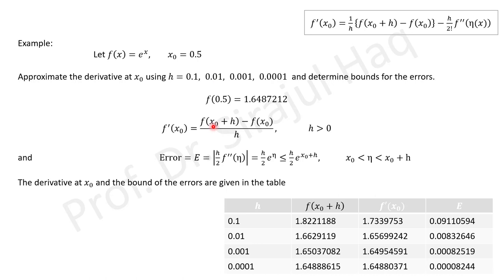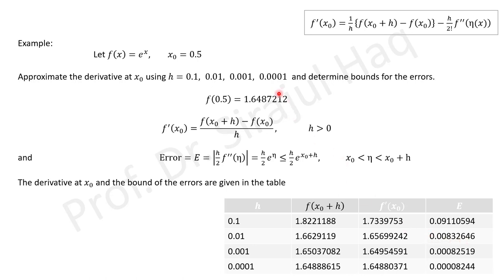So again, find this value. x naught is 0.5 plus 0.01, which means this is 0.51. Replace x by 0.51 over here and you will get the corresponding value. Now f of x naught plus h is known, which is this value. f of x naught is known, which you can put over here, and the value of h is 0.01. So your approximated derivative at 0.5 is given by this value. And for the upper bound of the error in this case, replace h by 0.01, x naught by 0.5, and again h by 0.01. So this is the upper bound of your error in this case.